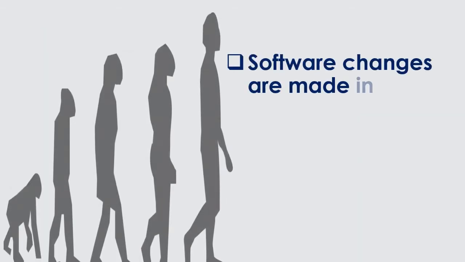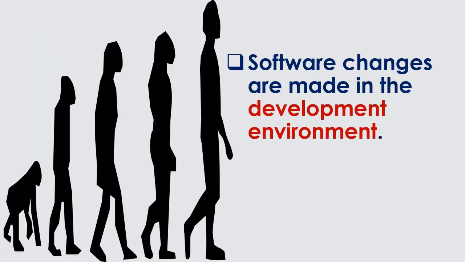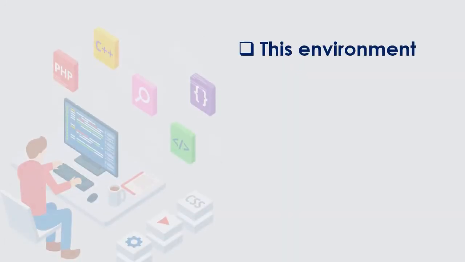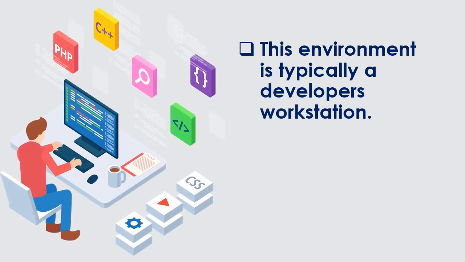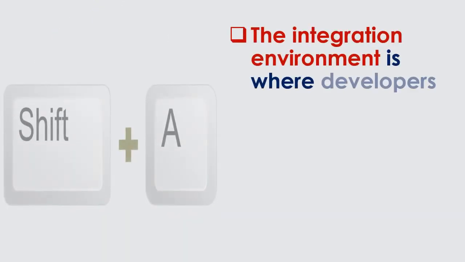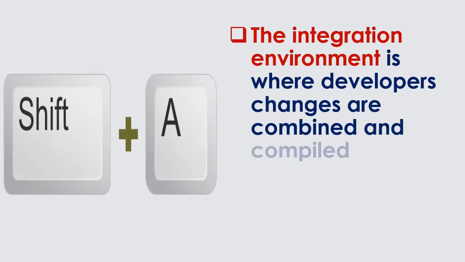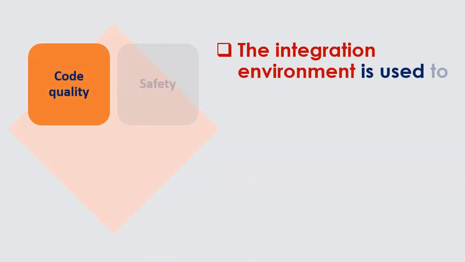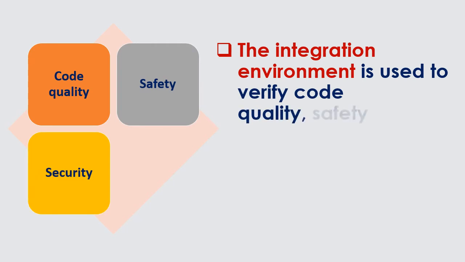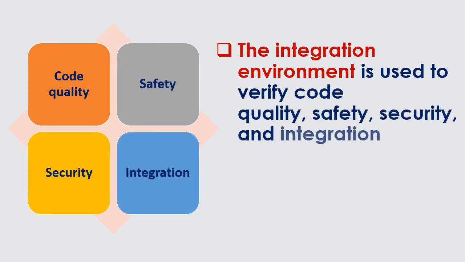Software changes are made in the development environment. This environment is typically a workstation. The integration environment is where developers' changes are combined and compiled together. The integration environment is used to verify code quality, safety, security, and integration.